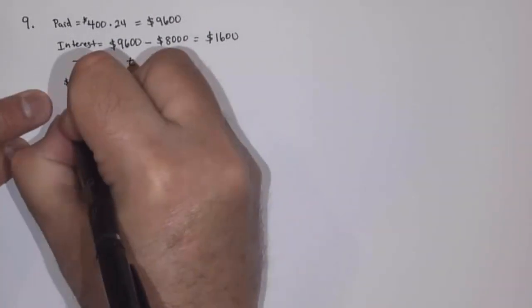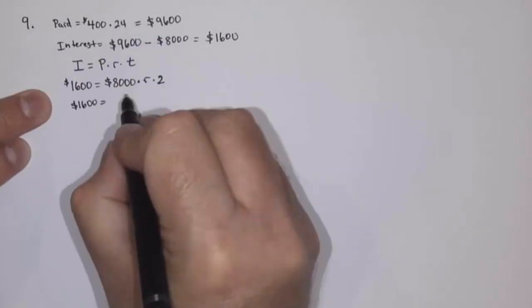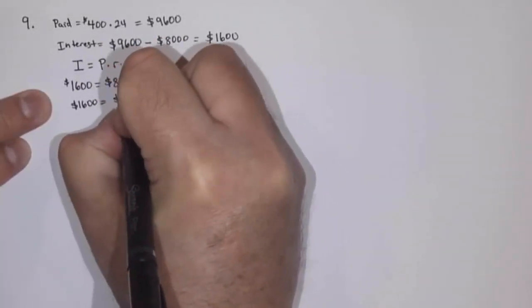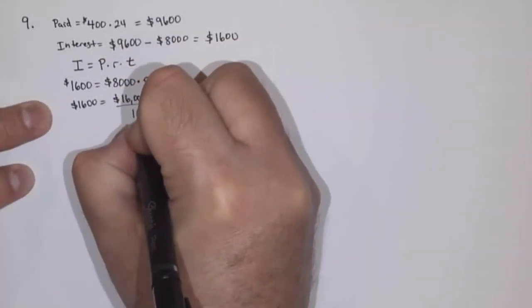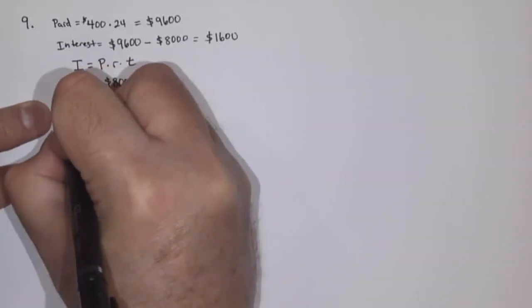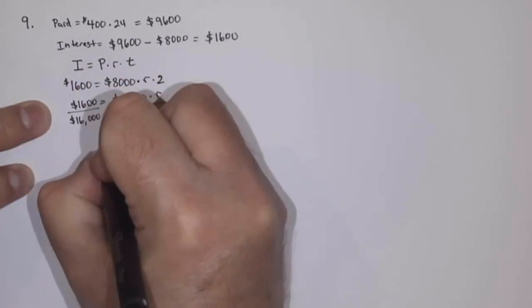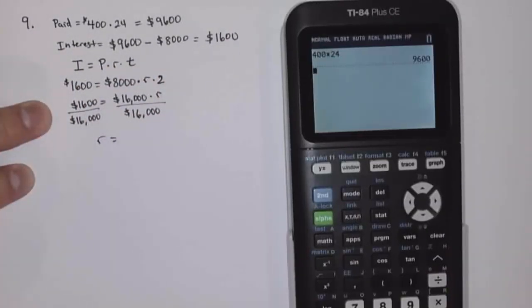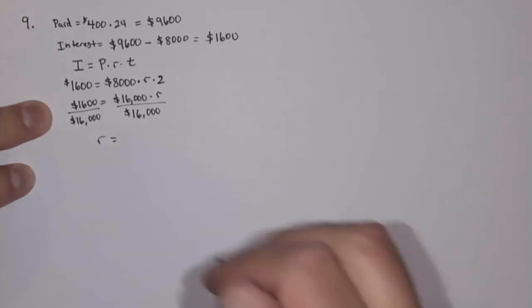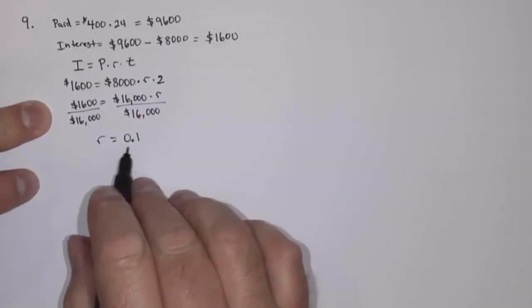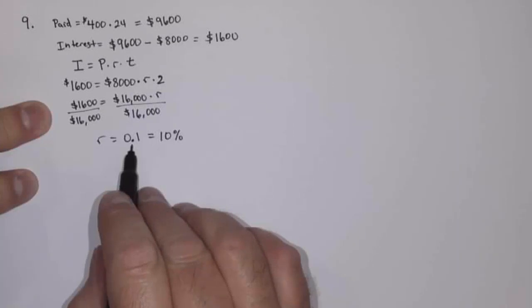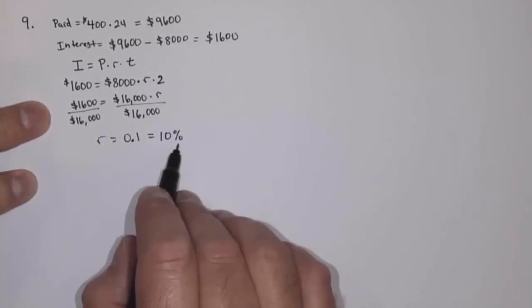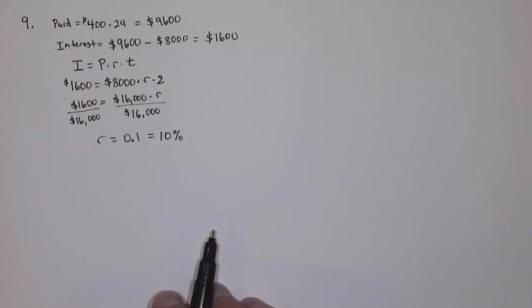So if I clean this up a little bit, that's $1,600 equals 8,000 times 2 is $16,000 times the rate. So if I divide both sides by $16,000, the interest rate, R, is going to equal 1,600 divided by 16,000, and that is 0.1. So 0.1, that's the decimal version, and that would be 10%. If I multiply by 100%, the decimal point moves 2 places to the right, and we get the percent symbol. So our interest rate is 10%.